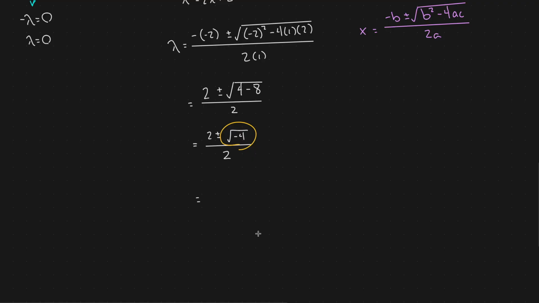Square root of -4. Now, normally we say we can't take the square root of a negative number, but when we're dealing with eigenvalues, when we're dealing with eigenvectors, we do think about imaginary numbers. The square root of -4 is the square root of 4 times the square root of -1, or i. So we are going to get an imaginary value there. And of course, the square root of 4 is 2, so I get 2 plus or minus 2i over 2.